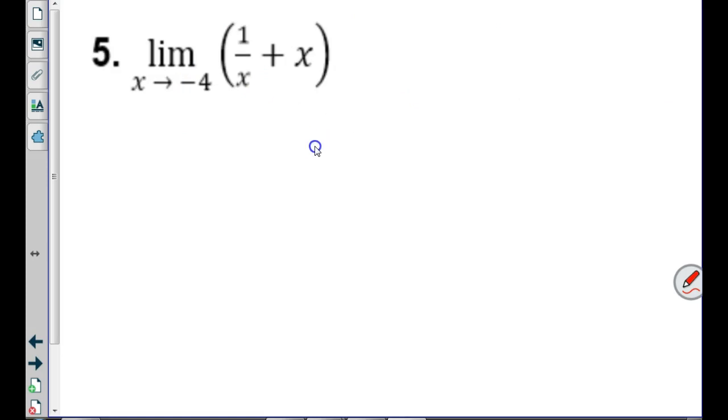Can I do direct substitution here? Is it defined at negative 4? Yes, it is. I'd have 1 over negative 4 plus negative 4, which is negative 5/4, I believe, or negative 1.25. That's fine. That's where the limit is.